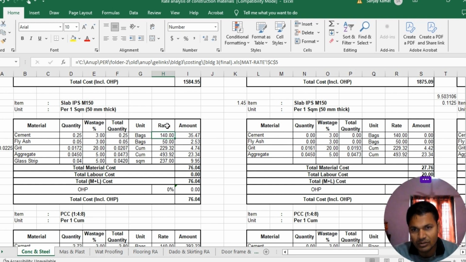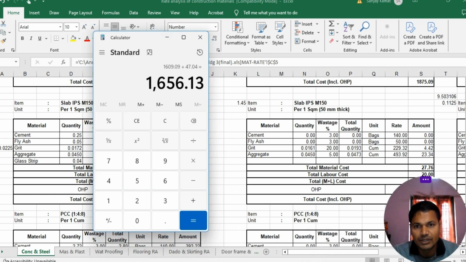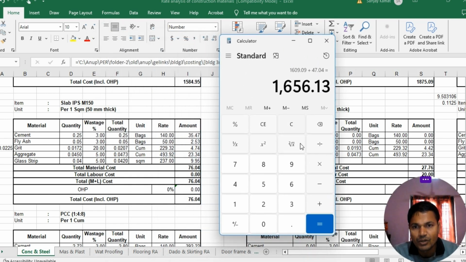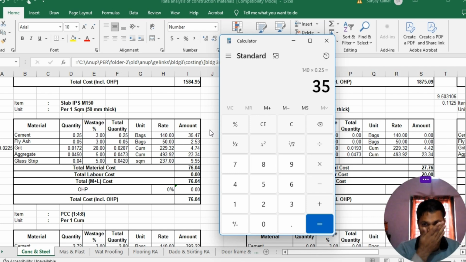See, once we know the rate and once we know the total quantity, then we can multiply it. So let's multiply, how much is it coming? 140 into 0.25. How much is it coming? 35. Okay, this much only. So 0.47 is no mistake.